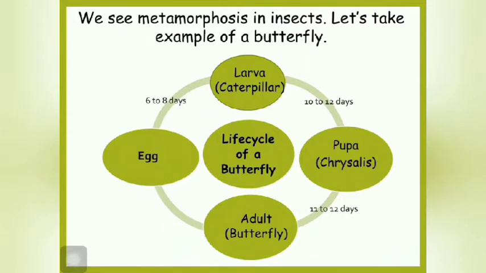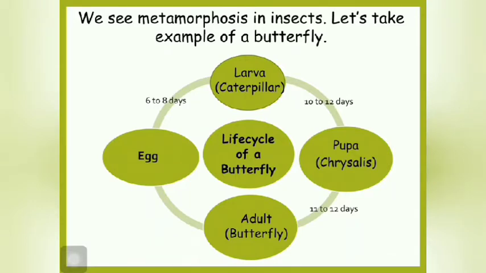We see metamorphosis in insects. In some animals, the young one grows into an adult animal that looks very different from the young one. This change of form is called metamorphosis. Let's take the example of a butterfly. A butterfly goes through 4 stages of its life cycle: egg, larva, pupa and adult.